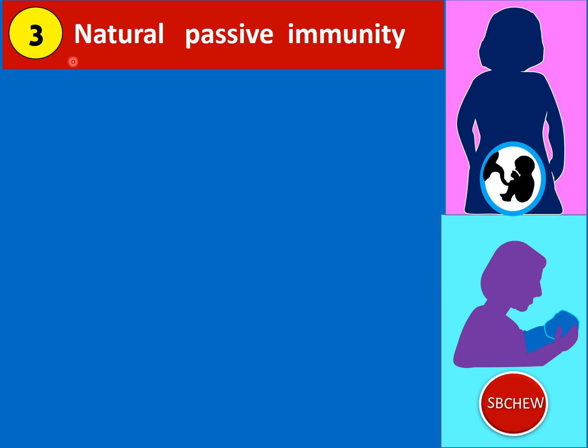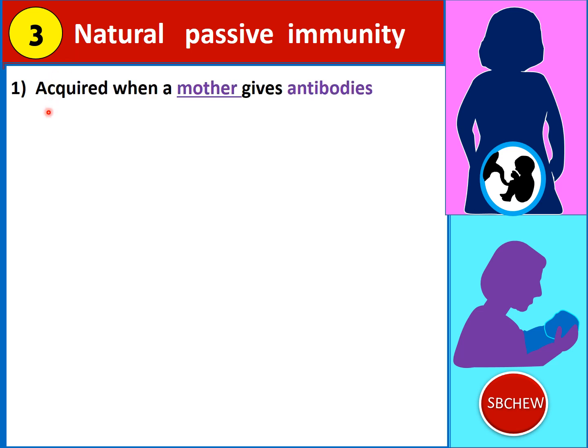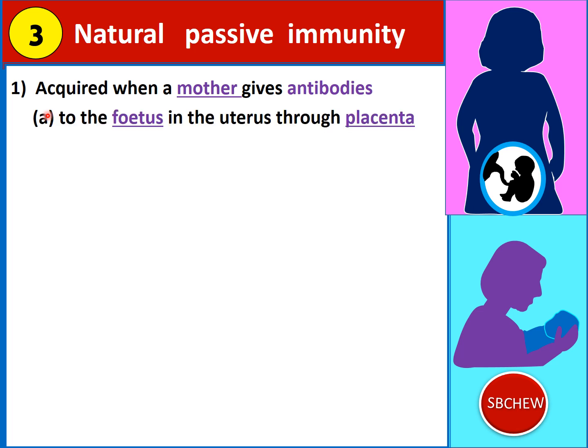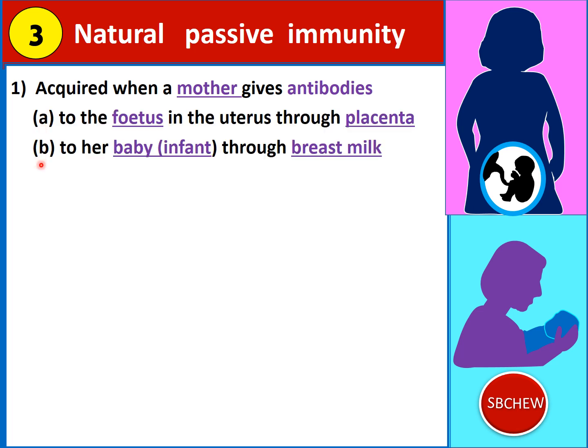Let's discuss the two types of passive immunity. The first type is called natural passive immunity. It is acquired when the mother gives the antibodies to the fetus in the uterus through the placenta and to her baby after birth through the breast milk.